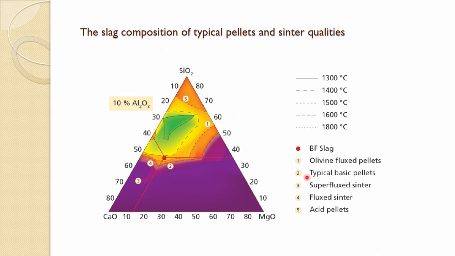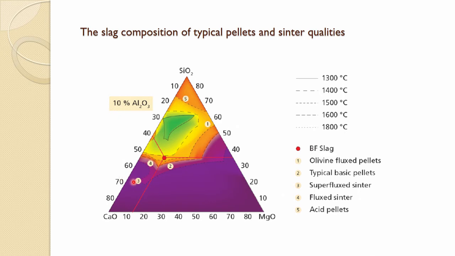However, typically you have more basic pellets to form a good slag. So, a typical basic pellet lies somewhere here between 1600 and 1800. That also gives a quite high liquidus temperature, and where you have about 35, 20 and almost like 50 or 45% CaO. Superflux, naturally in superflux you have a higher amount of lime, and that is how this is indicated in the figure over here, number 3.